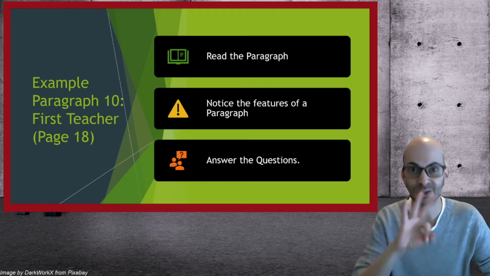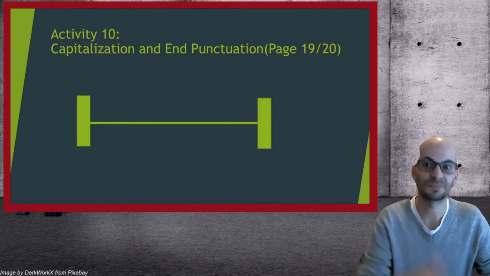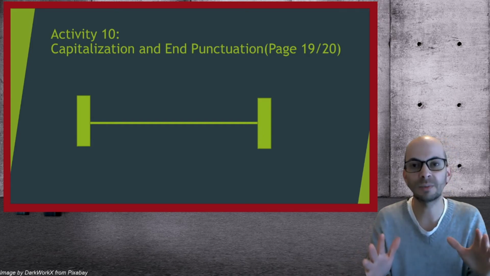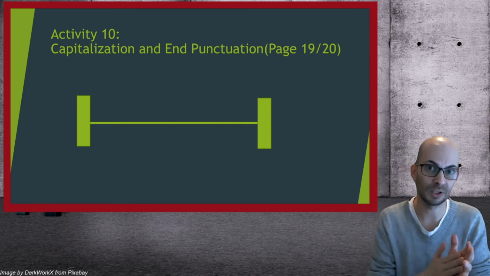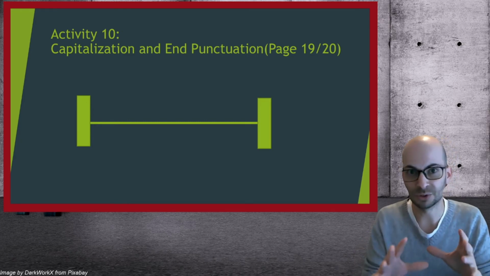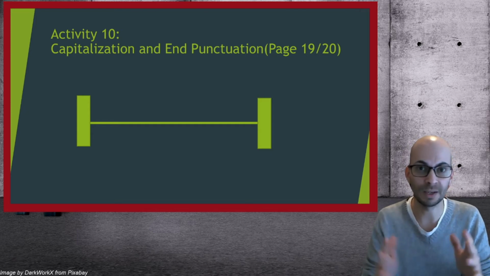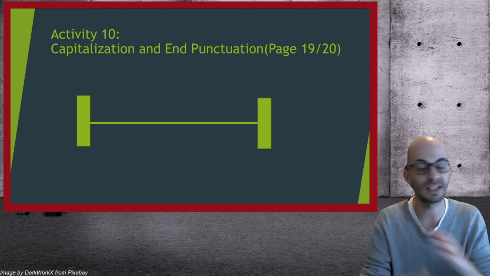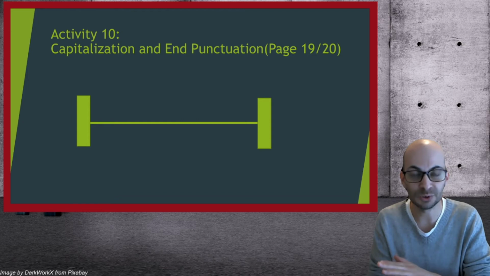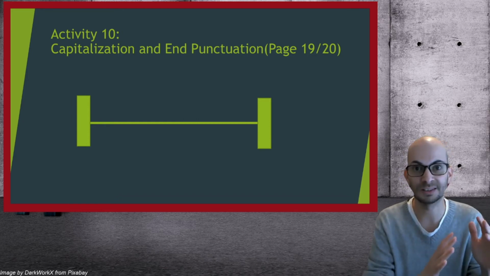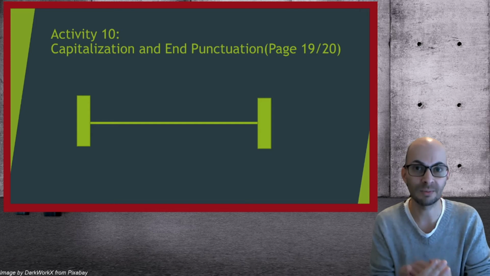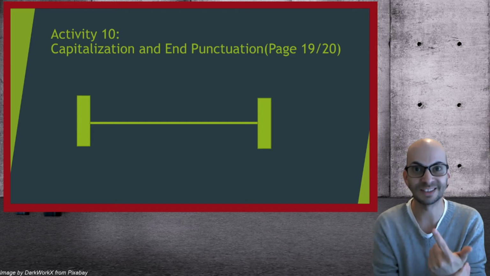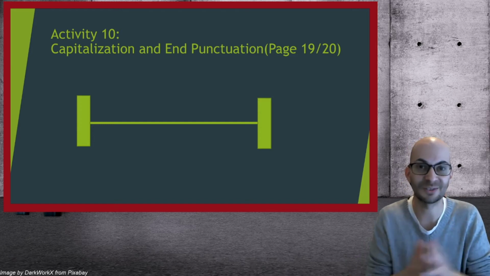So once you've done these 3 paragraph activities, then we're going to look into activity 10. Activity 10 is just about capitalization and end punctuation. This is a really elementary thing to look at, very simple, very basic. But I find that so often in any of my classes, elementary school students, high school students, college students, I continually have to remind them, capitalize the first letter of a sentence. Please put a period at the end of your sentence. It's so crazy how often it happens.